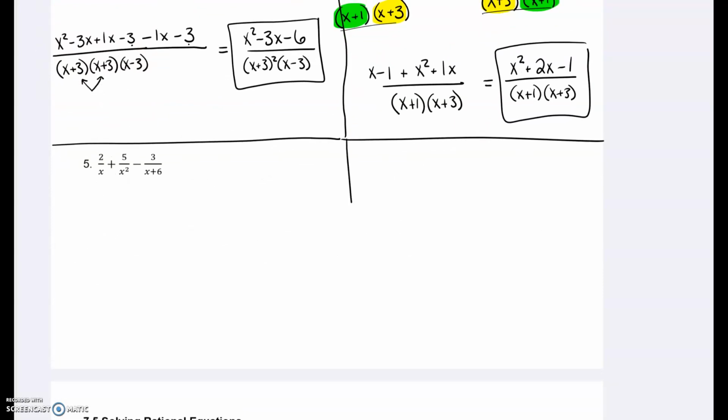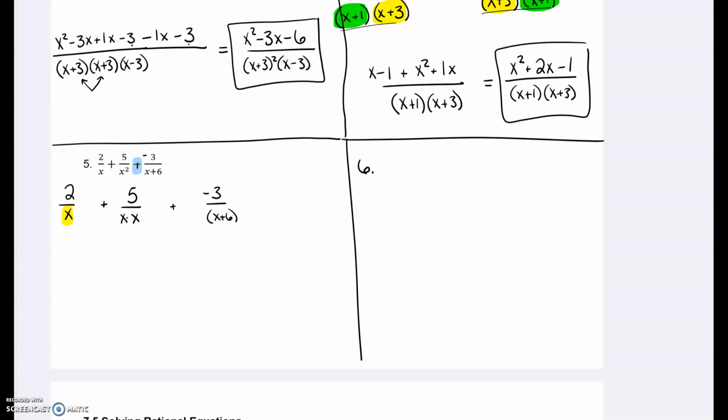And I'm going to leave a little space because we're going to do one extra problem. We're going to add a number 6 here. Okay, so we have 2 over x plus 5 over, what does x squared really mean? X times x. We'll change that minus to a plus, a negative. So we have negative 3 over x plus 6.